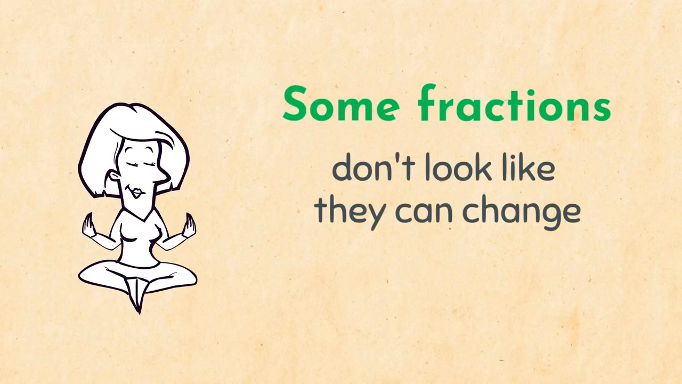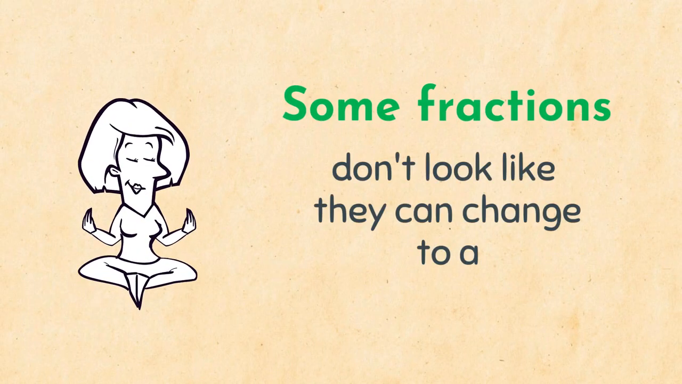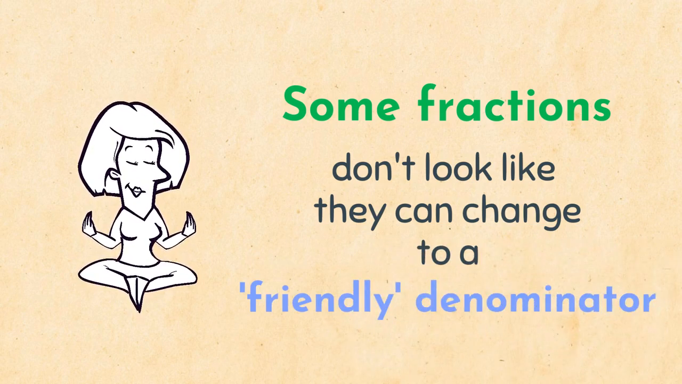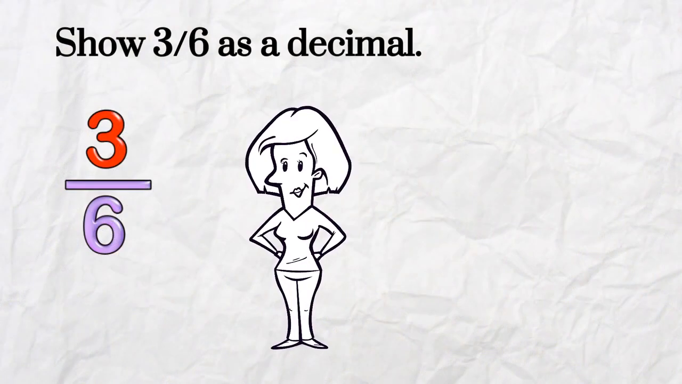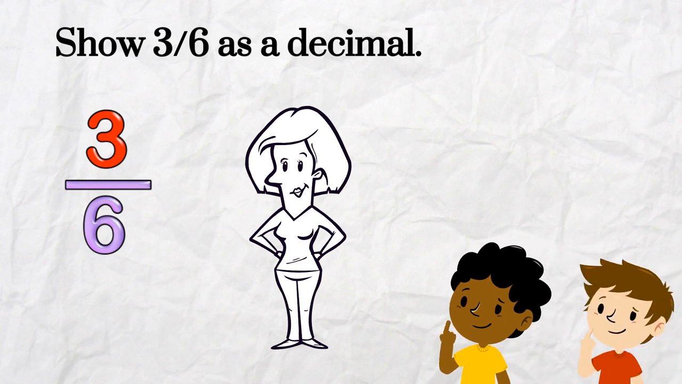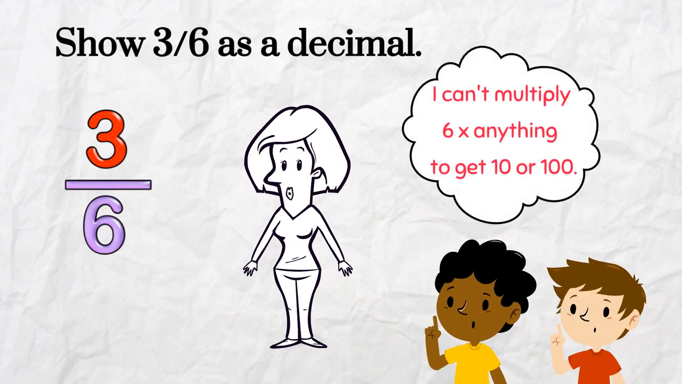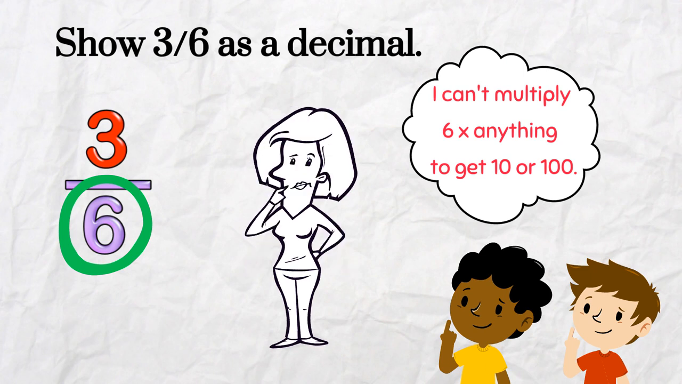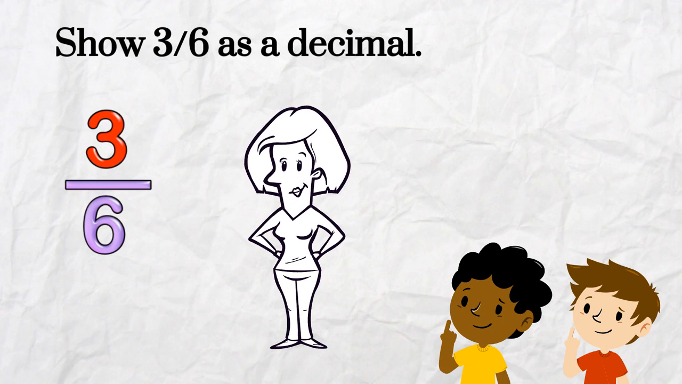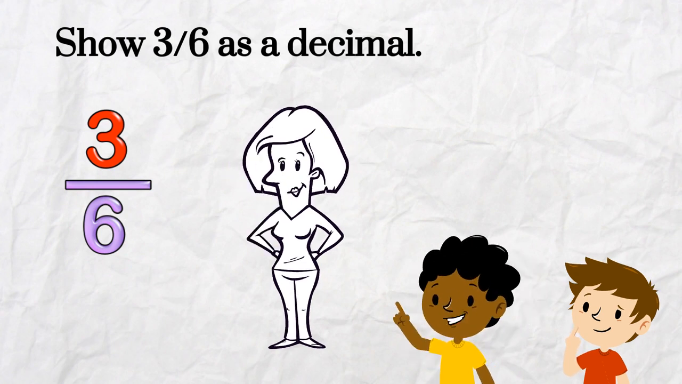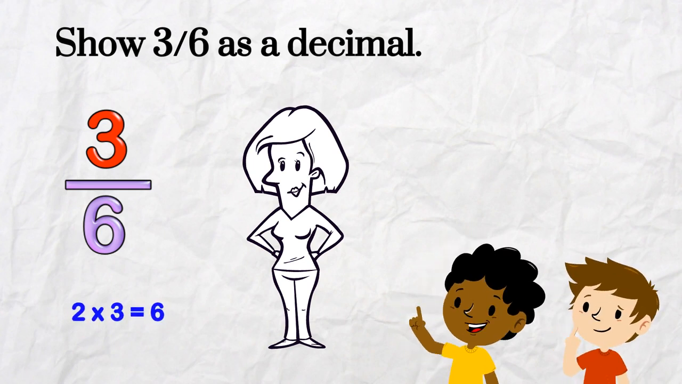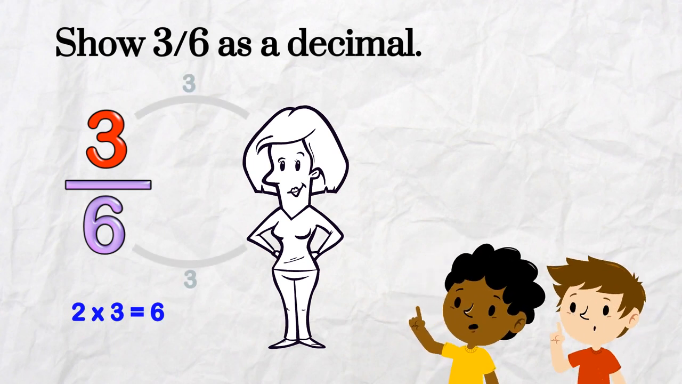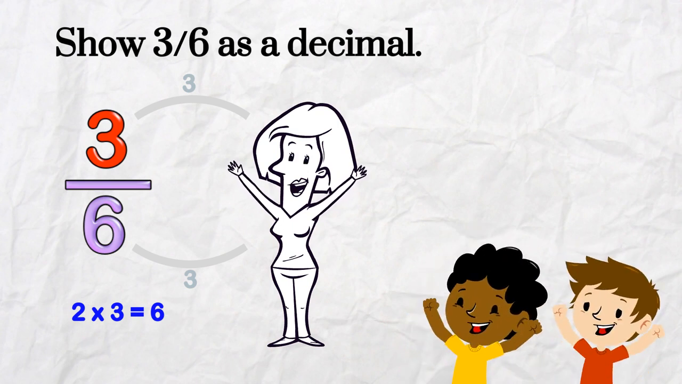Some fractions don't look like they can change to a friendly denominator, like this one, 3/6. You might say to yourself, I can't multiply 6 by anything to get 10 or 100. And you're right, you can't. But there's something else you can do. Look at the fraction again. 6 is in the 3 times table, and that means you can reduce this fraction.